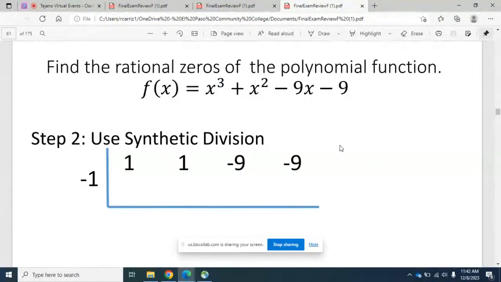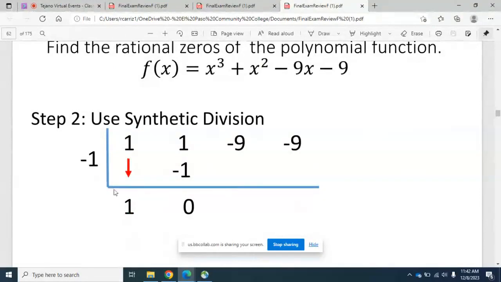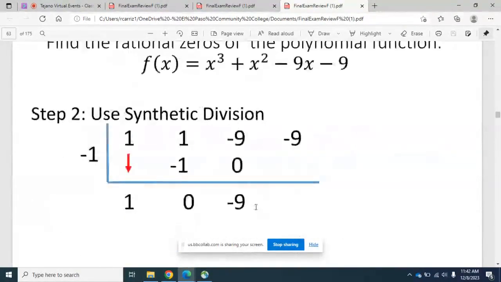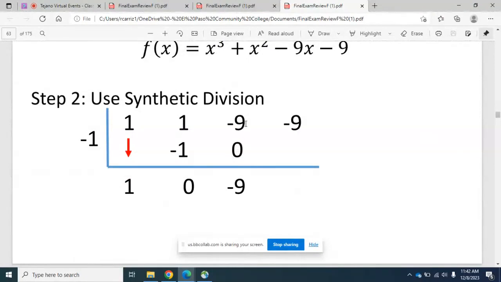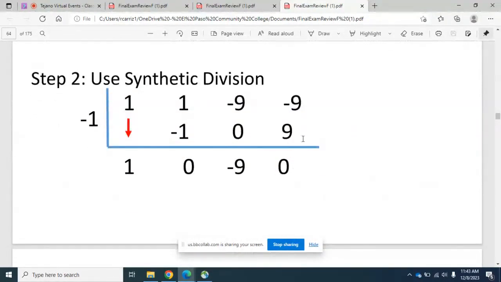And now let's use -1. So again, I'm going to bring down my 1, multiply by the -1. So -1 times 1 is a -1. 1 minus 1 is 0. Let's multiply the -1 times 0. -1 times 0 is 0. So -9 plus 0 is -9. Now I'm going to multiply the -1 times the -9. That gives me a +9. And -9 plus 9 is 0.